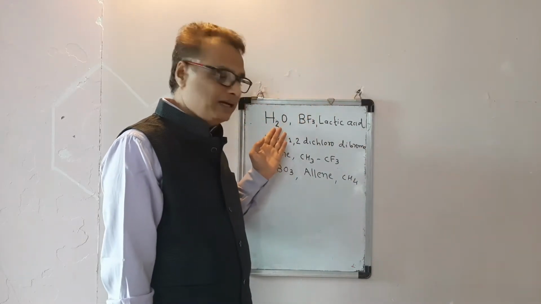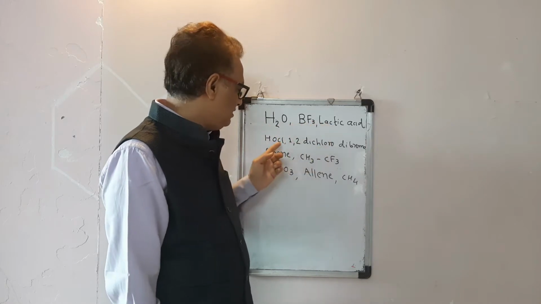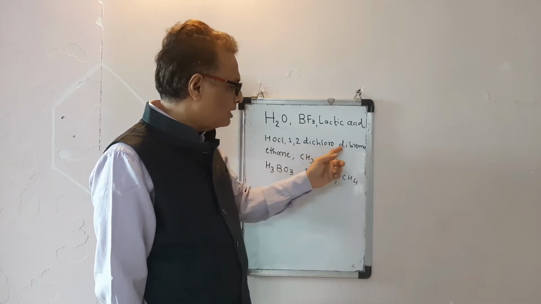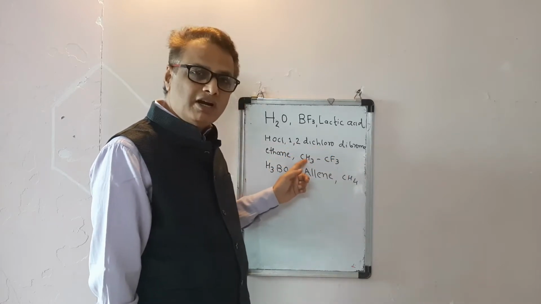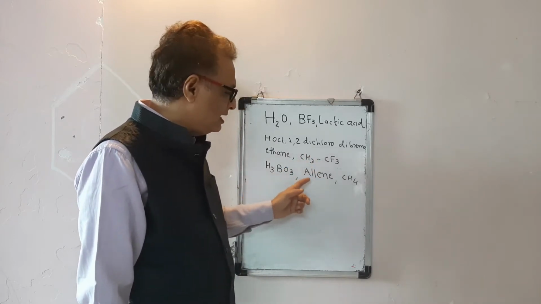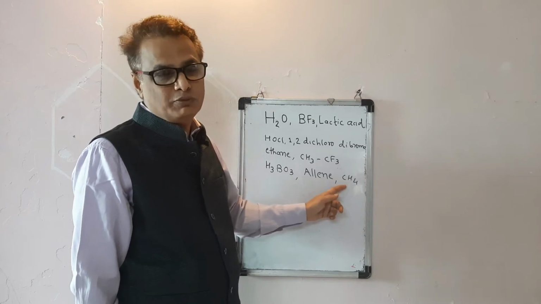Today we are going to find out the symmetry elements possessed by molecules like water, BF3, lactic acid, hypochlorous acid, that is HOCl, 1,2-dichloro-dibromoethane, 1,1,1-trifluoroethane, that is CH3CF3, H3BO3, that is boric acid, and methane, that is CH4. We'll find out the symmetry elements possessed by these molecules, and this will help us in finding the point group.